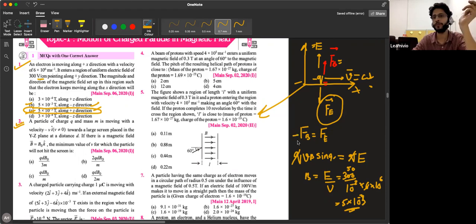So in equilibrium, FB will be equal to FE. FB is qvB sin 90. FE is qE. So you can get the value of B from it. And for the direction, it's either positive Z or negative Z. We apply some hit and trial method.